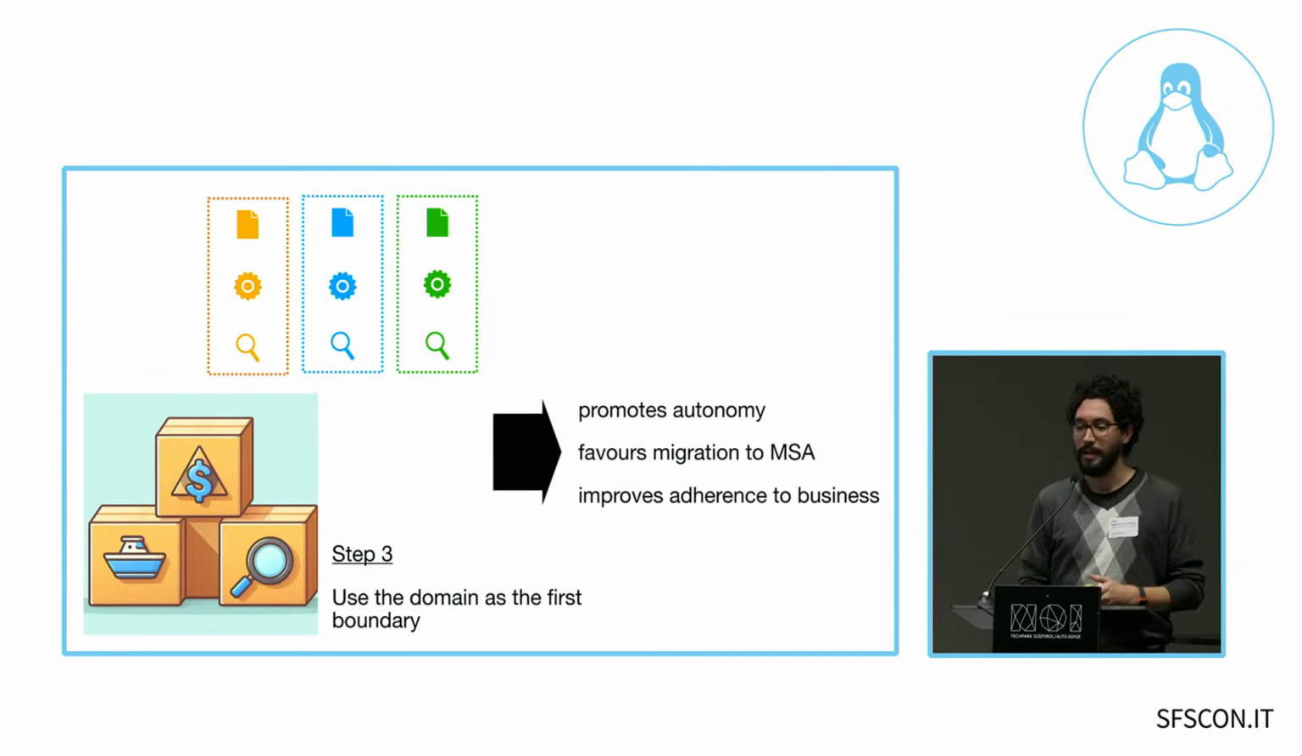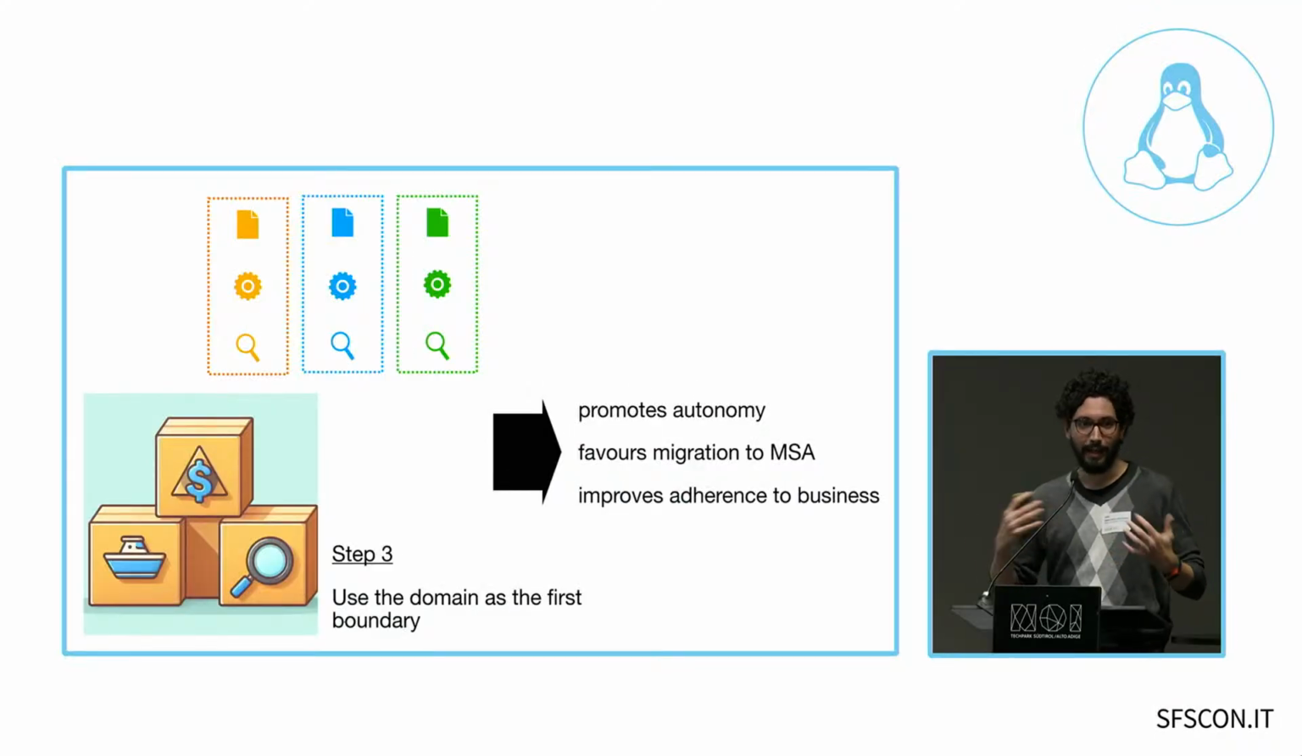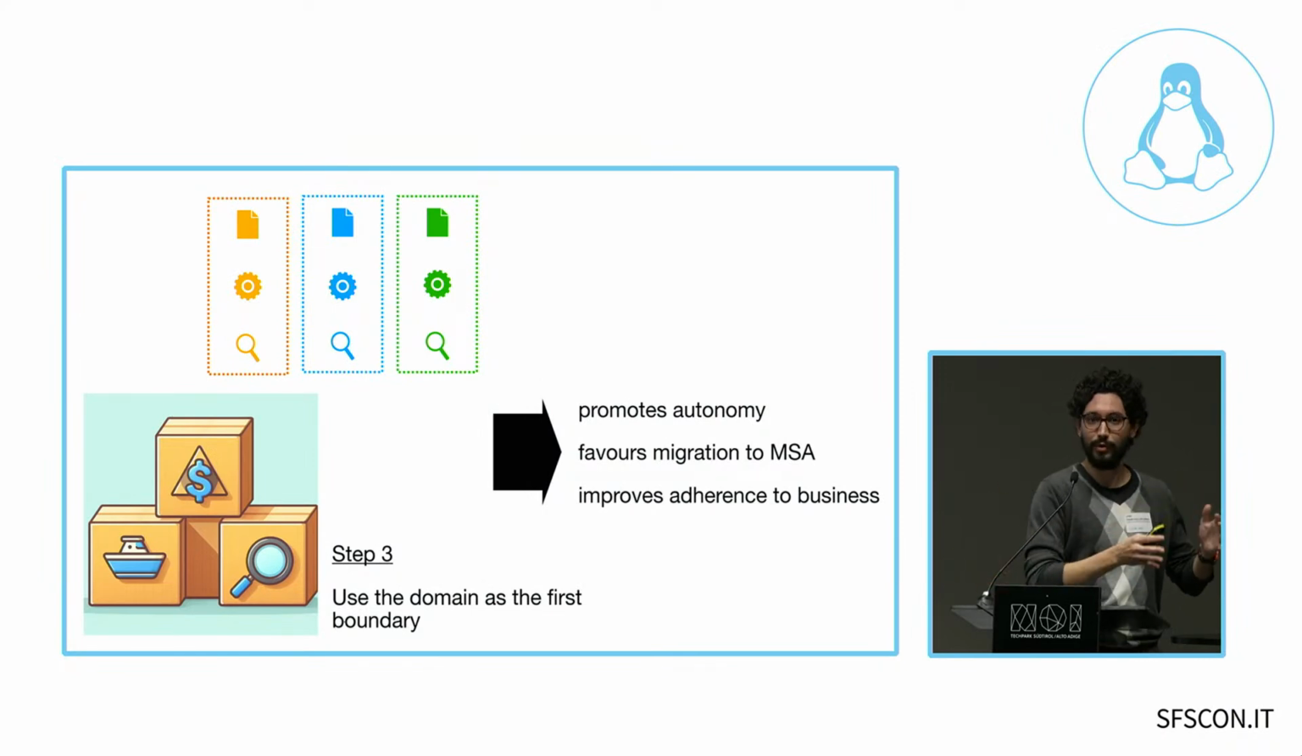And this promotes autonomy, and autonomy is a great quality if you're thinking about evolving your project, which also involves code, and also autonomy for the teams that are taking care of this code. So this also favors the migration to microservices if you are intending to adopt this architecture. And with this, you have more adherence between your development teams and your business teams. They can communicate better because we are dividing the code following the same structure that the rest of the company is divided into.